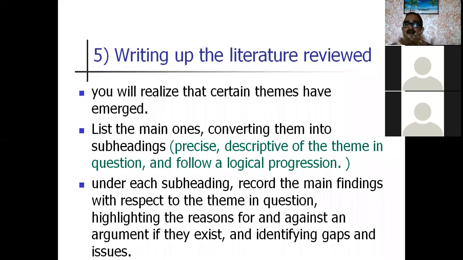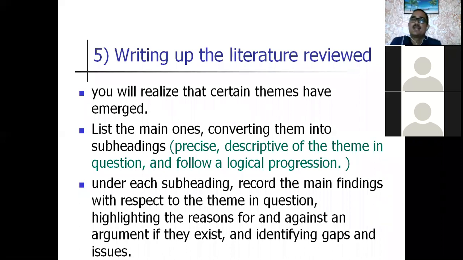So you have certain themes which have emerged after going through the literatures which have been reviewed. List the main ones, converting them into subheadings, with a precise descriptive description of the theme in question, and follow a logical progression. And we talk about logical progression of the review of literature. What is the logical progression?